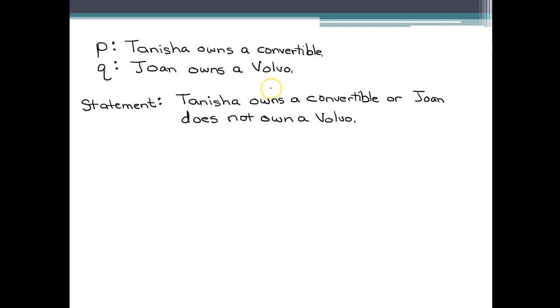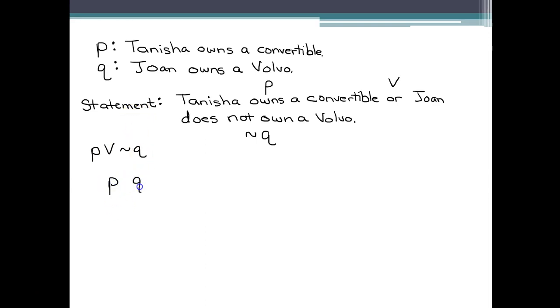Okay? So Tanisha owns a convertible. We already designated that to be P. Or, disjunctive V shape there. Joan does not own a Volvo. Well, Joan owns a Volvo is Q, so Joan does not own a Volvo is not Q. So we're going to do a truth table for P or not Q. And this will show us the conditions where the compound statement is true.